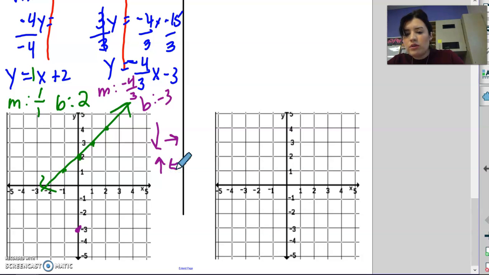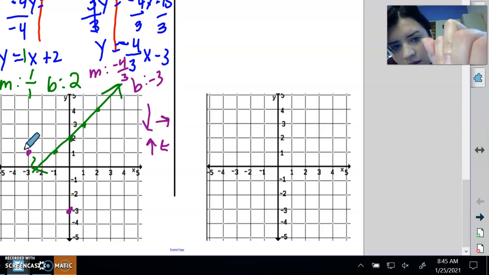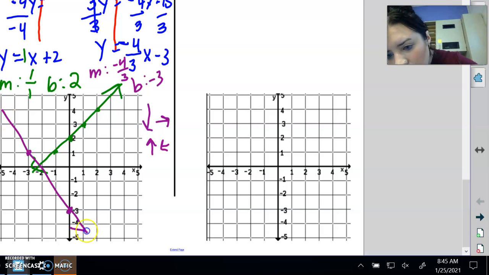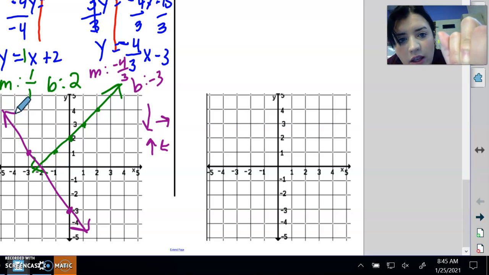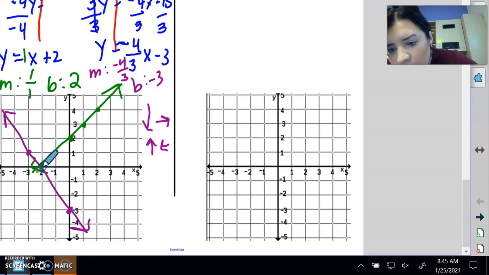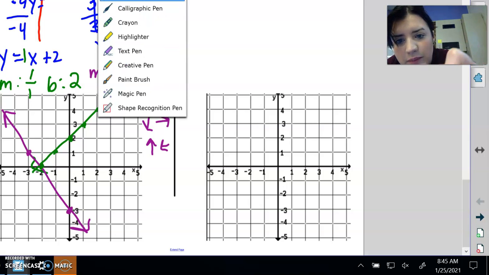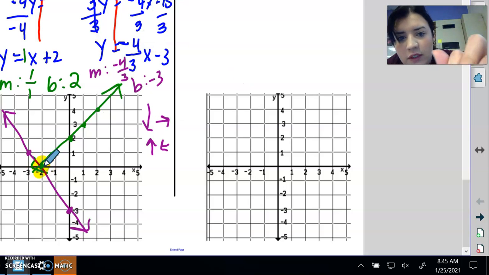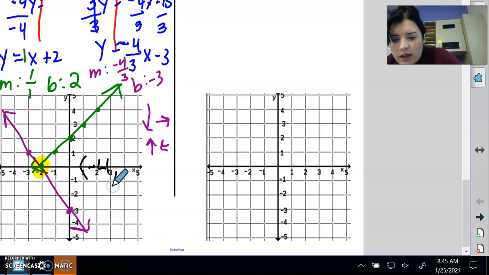So we're going up 1, 2, 3, 4, and left 1, 2, 3. It's off the map. Ooh. Okay, it looks like if we continue this down 1, left 1, we connect right there. And our point of intersection is right here at negative 4. And y is 0. Anything on this line right here is 0 for y.